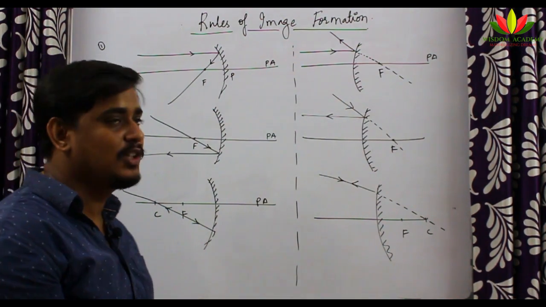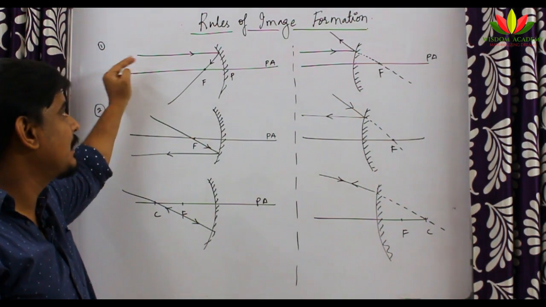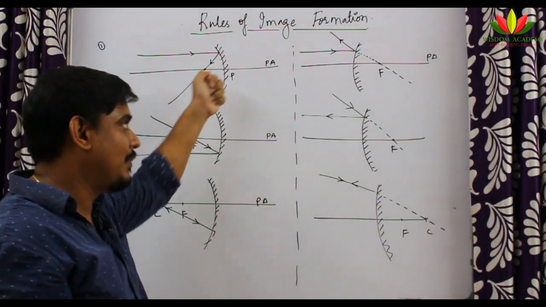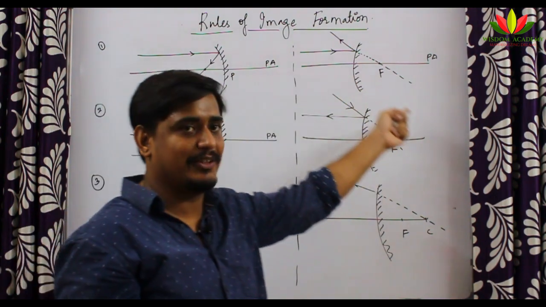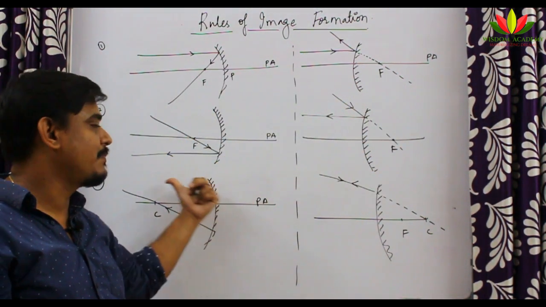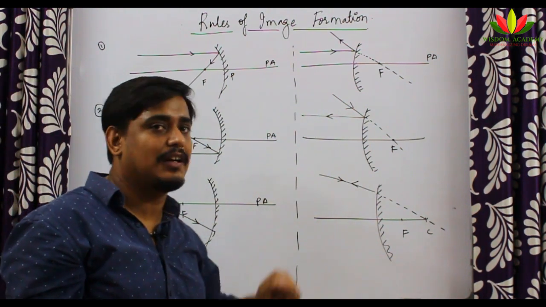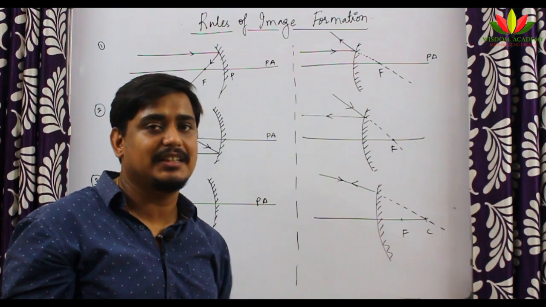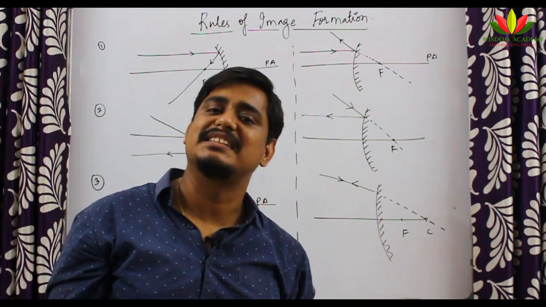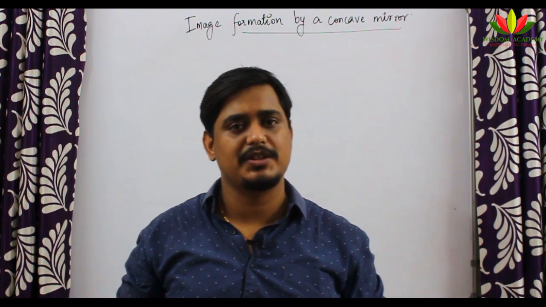I will repeat these three rules of image formation. The first rule says that any ray coming parallel to the principal axis will pass through the focus or seem to pass through the focus. Any ray which is passing through the focus becomes parallel to the principal axis. Any ray which is passing through the center of curvature, or seems to pass through it, will reflect back on the same path. So just now we learned the rules of image formation.